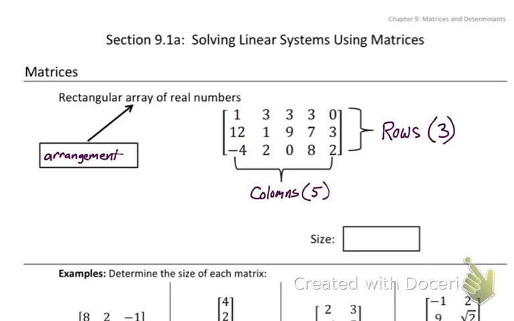Now it's not too important now, but it's going to be important when we add, multiply, and stuff, how big our matrix is. And so whenever we name the size of a matrix, we always say rows by columns. So the size of this matrix is going to be a 3 by 5. So we always name our rows first.